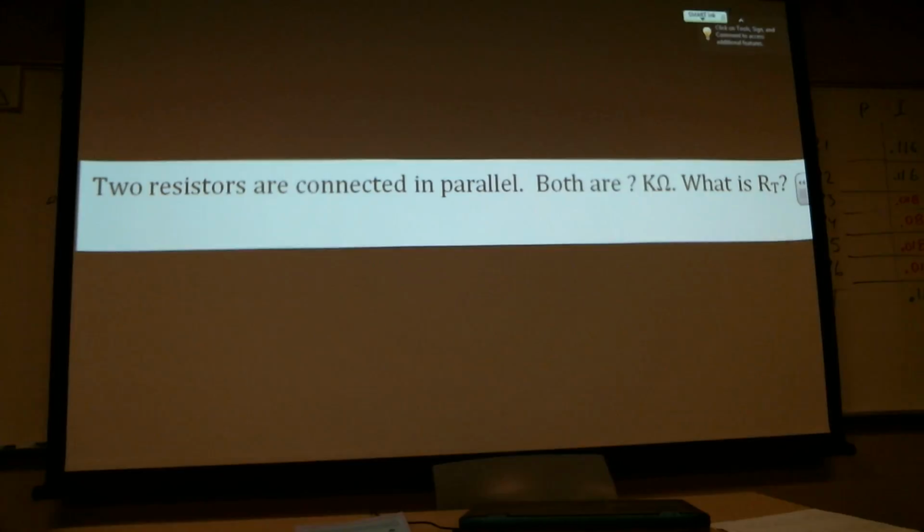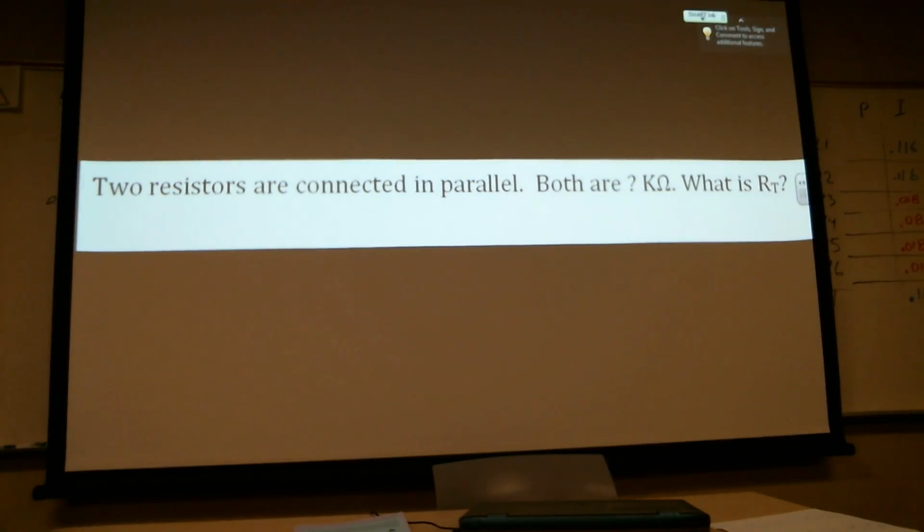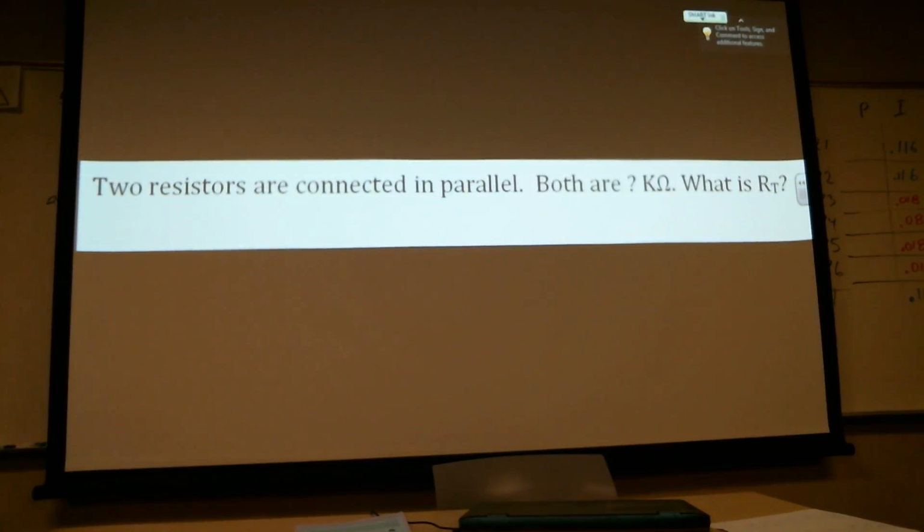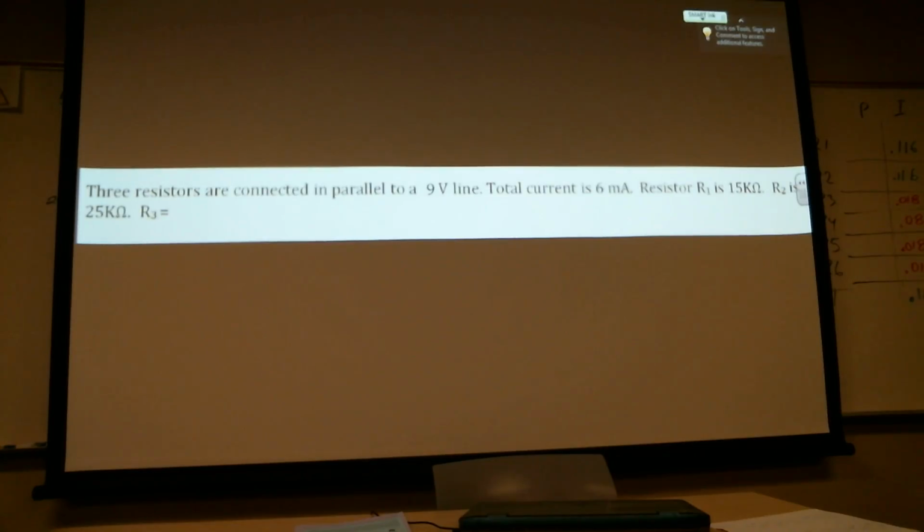Two resistors are connected in parallel. What is the resistance? Both are so many ohms. What's the total resistance? I think they're the same value, but it shouldn't matter. You should be able to get me a total resistance for two resistors in parallel. So 1 over 1 over plus. Parallel is 1 over x, x over 1, whichever. Okay, that was that one.